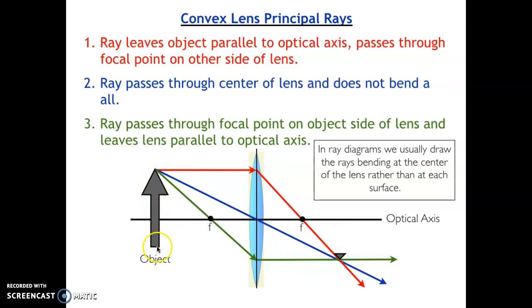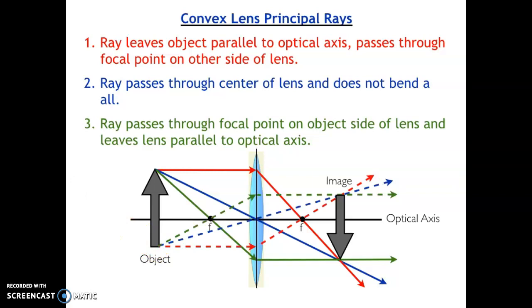If I want to find the base of our image, we simply draw the same three principal rays, this time leaving the bottom of our object. Where those converge will be the bottom of our image. So these are the three principal rays that we can draw for any convex lens.